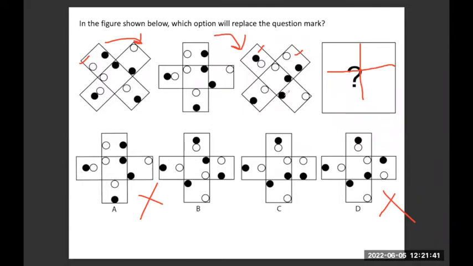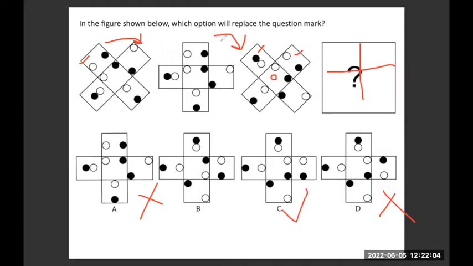Then we move to the next one, which is the center one, which looks different for B and option C. In this case, the upper one is white color, the lower one is black. So in the next figure, upper one will be white, bottom is black, which is happening in option C. So that is the correct one.